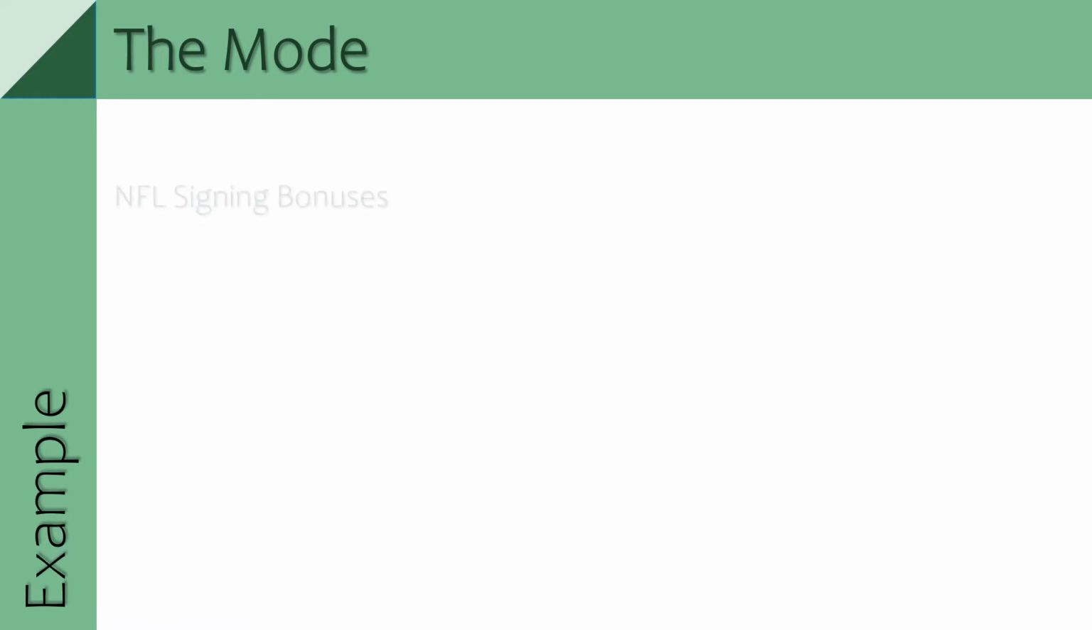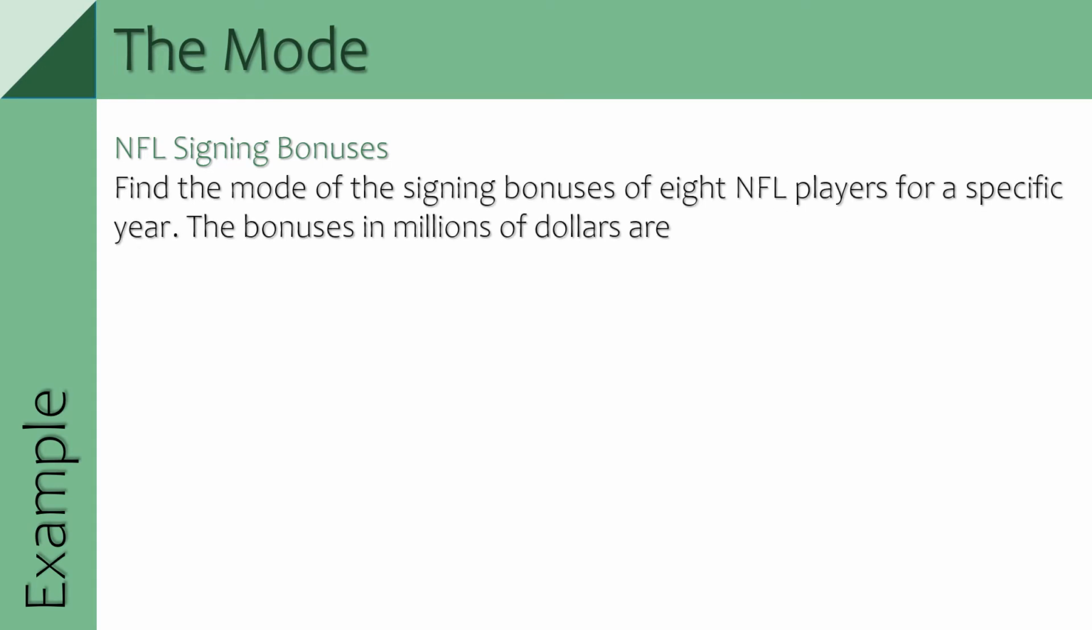Okay, so for example, NFL signing bonuses. Okay, so find the mode of signing bonuses of 8 NFL players per specific year. The bonuses in millions of dollars are, so we have 18.0, 14.0, 34.5, 10. Okay, we have 11.3, we have 10, 12.4, and then we have 10.